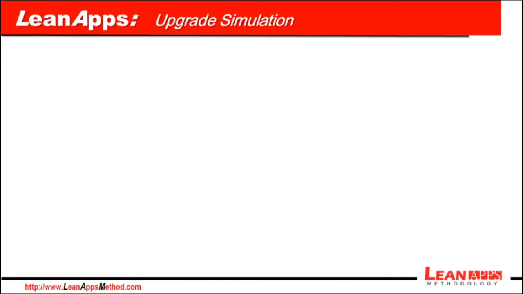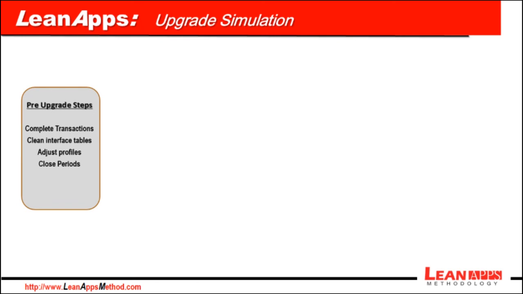Upgrades are about doing several simulations to guarantee new version is stable. So in every upgrade project, we usually execute 2 or 3 simulations. A simulation can be divided into 4 steps. First, we execute the pre-upgrade steps in the current version, cleaning all temporary tables by completing pending transactions. For instance, we cannot have a PO under approval. Cleaning interface tables by posting everything, adjusting profiles, and closing all periods.